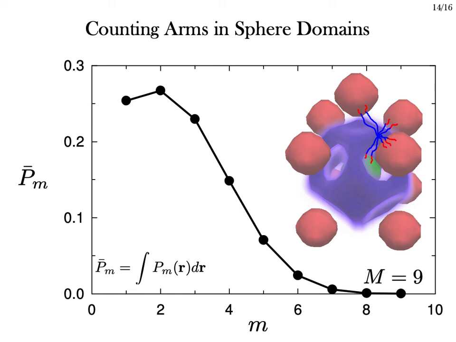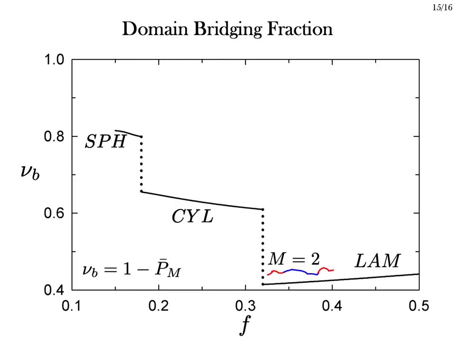Our next step is to use the marginal distributions to find bridging fractions. The bridging fraction is the fraction of molecules with arms in more than one domain. That is, the fraction that form bridges between domains. As discussed earlier, this is important to thermoplastic elastomers as it's these bridges that give the strength and elasticity to the resulting materials.